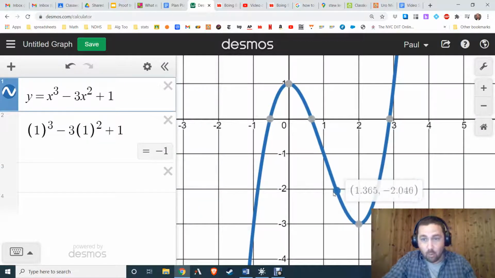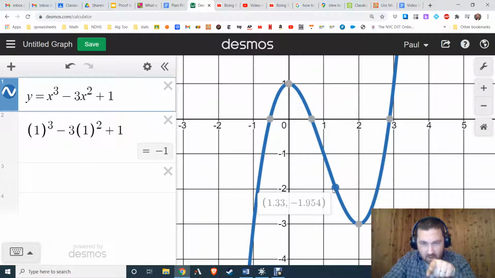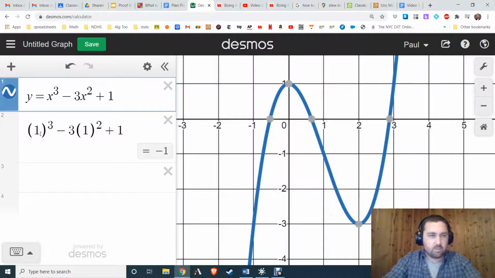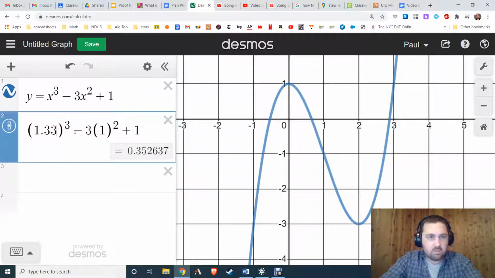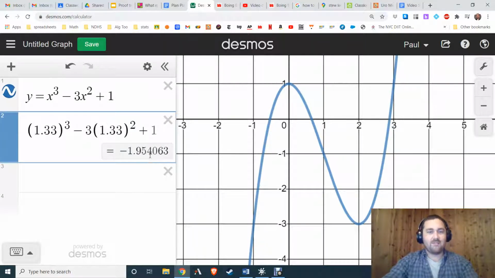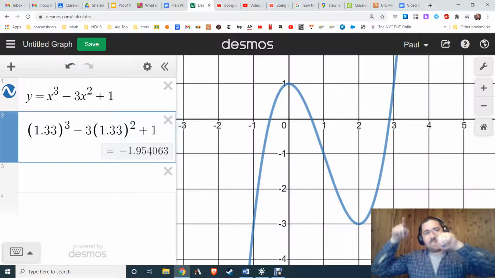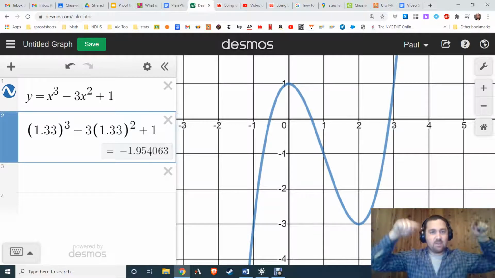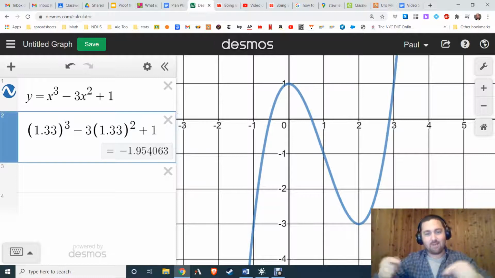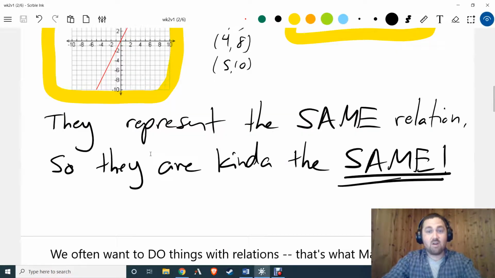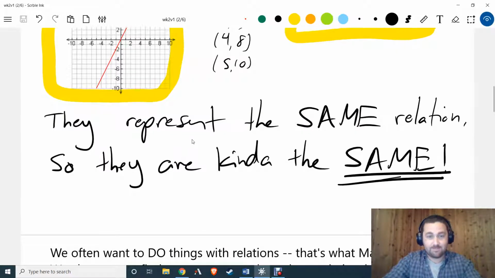And it doesn't even have to be whole numbers. So I could pick 1.3, let's get a good one, 1.33, and it should be negative 1.954. So I put in 1.33, and we get negative 1.954. Every point in the graph is in the equation, and everything in the equation is a point in the graph because these are the same thing.